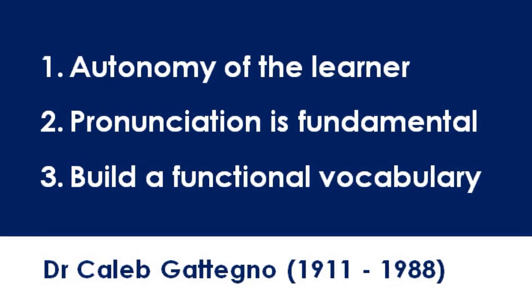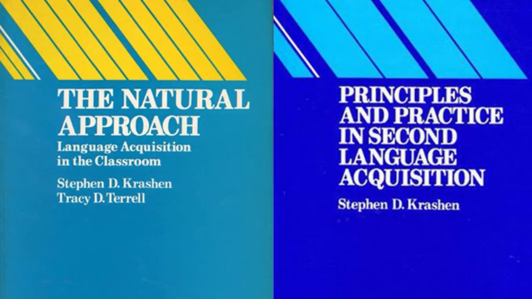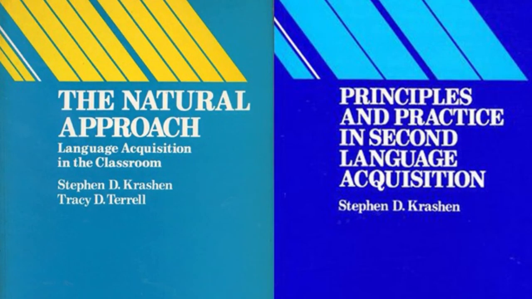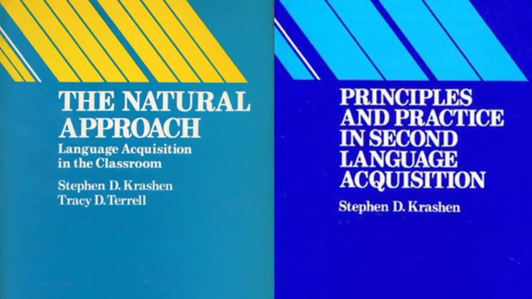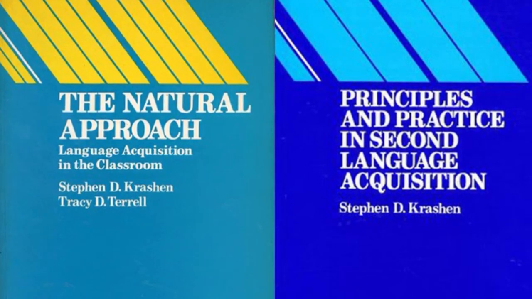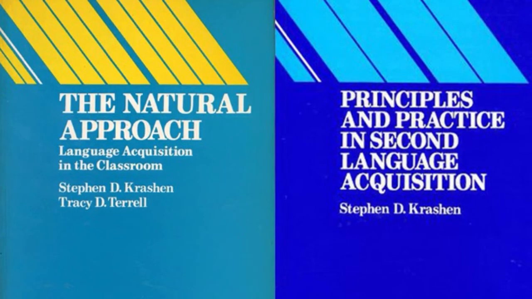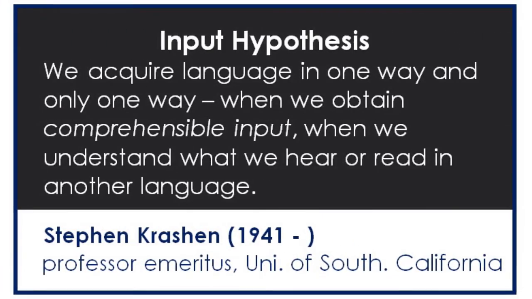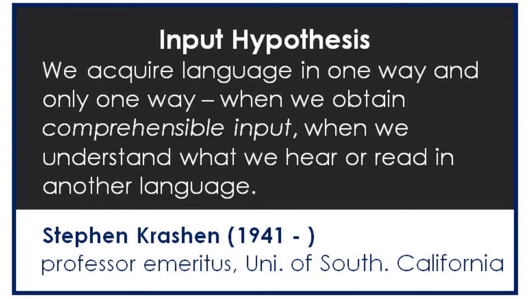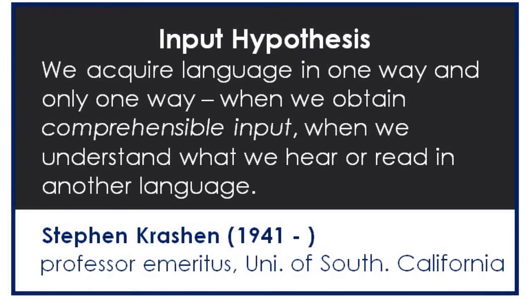Now let's jump forward a couple of decades and look at the work of the American linguist Stephen Krashen, previously of the University of Southern California. He put forward 5 hypotheses regarding second language acquisition in books published in the early 1980s. His main idea was the input hypothesis, and he argues that it has yet to be disproved. He says we acquire language in one way and only one way, when we obtain comprehensible input, when we understand what we hear or read in another language.